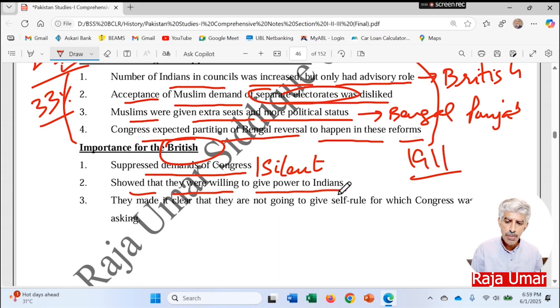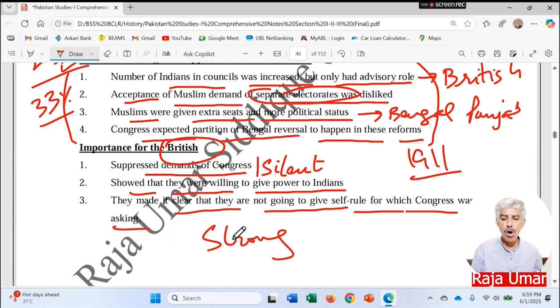It showed that they were willing to give power to the Indians by increasing the number of seats. They had shown that the British were moving towards giving more and more political rights to the people of the subcontinent. So for that sake, it is said that they had done a greater political job for the subcontinent. That's why they felt that whatever steps they had taken in the form of the Morley-Minto reforms were really very good for them. So they made it clear that they were not going to give self-rule, for which Congress was asking. So it means that the strong grip of the British still remained there.